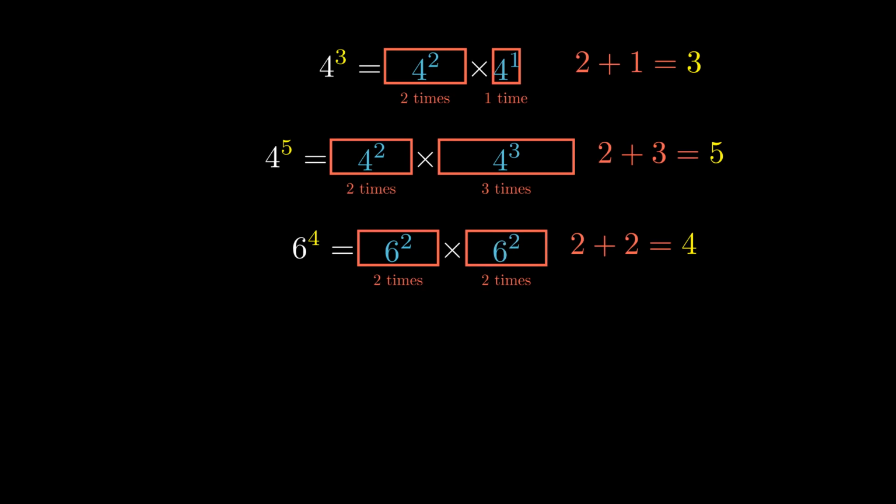We chose to break it down this way. We could have broken it down any way, as long as the exponents add up. For instance, you can break up 4 to the 5th this way. Notice 2 plus 2 plus 1 is equal to 5. And then this problem becomes 16. Remember, 4 squared is 16.